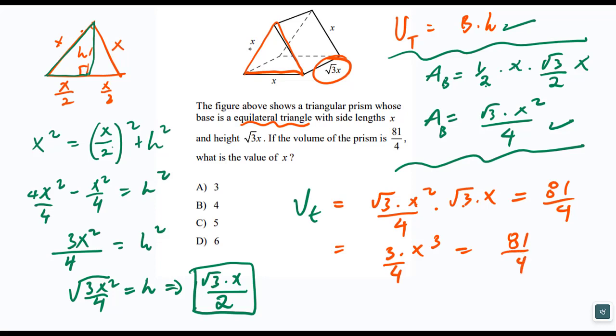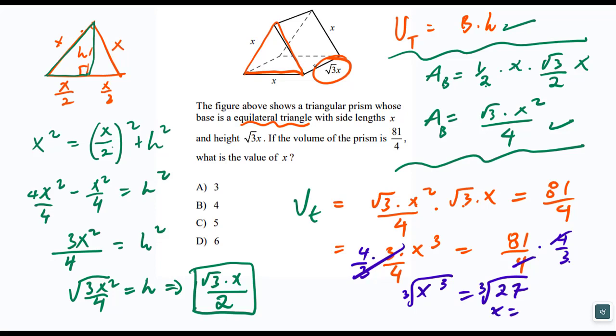To solve now for x, I'm going to multiply both sides by 4 over 3. So this reduces, that reduces, and all this goes. I'm going to have x cubed equal to 81 divided by 3, which is 27. Taking the cube root of both sides, I'm going to have x equal to 3. So this is my answer.